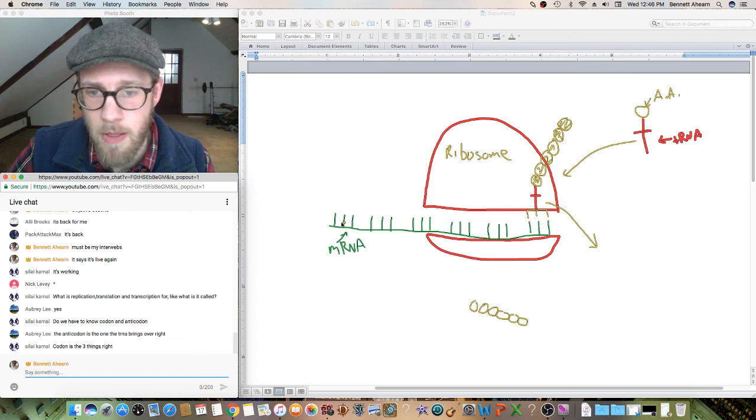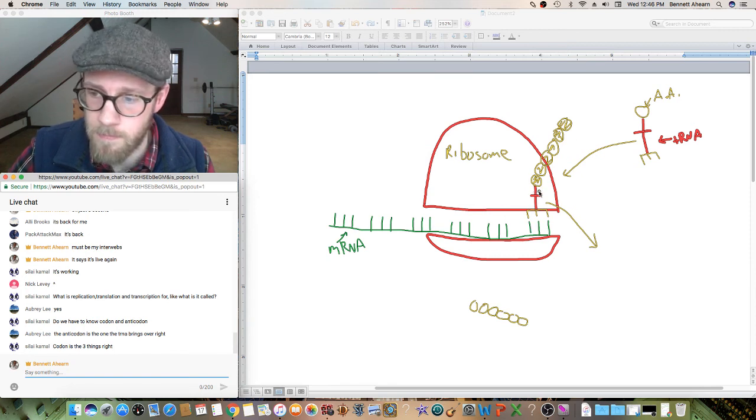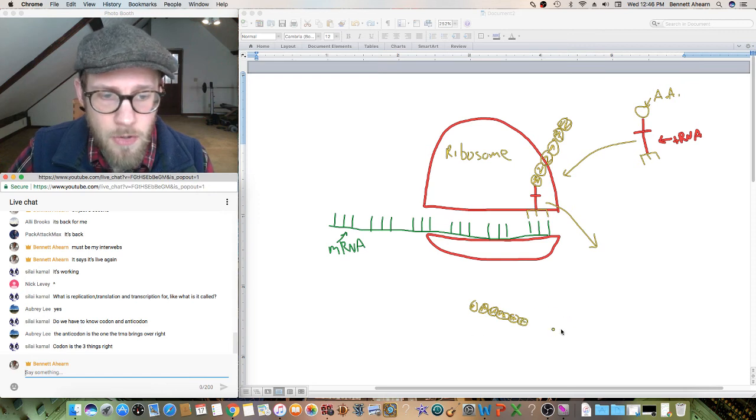Yes, so every 3 things you're seeing here, Soleil, is a codon. Every tRNA has its own little pitchfork at the bottom of it, and that's its anticodon. The anticodon has to match the codon in order for the amino acid to get dropped off. So far, so good?